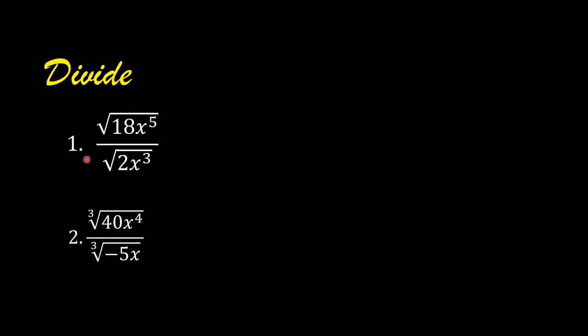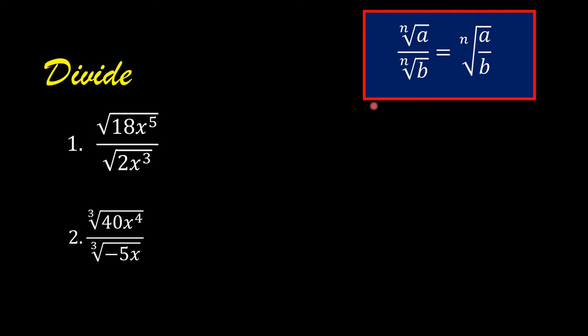Divide. Number 1, the square root of 18x raised to the exponent of 5, divided by the square root of 2x cubed. Use this law of radicals: the nth root of a over the nth root of b is equal to the nth root of a over b. So this is equal to the square root of 18x raised to the exponent of 5 over 2x cubed. 18 divided by 2 is 9.